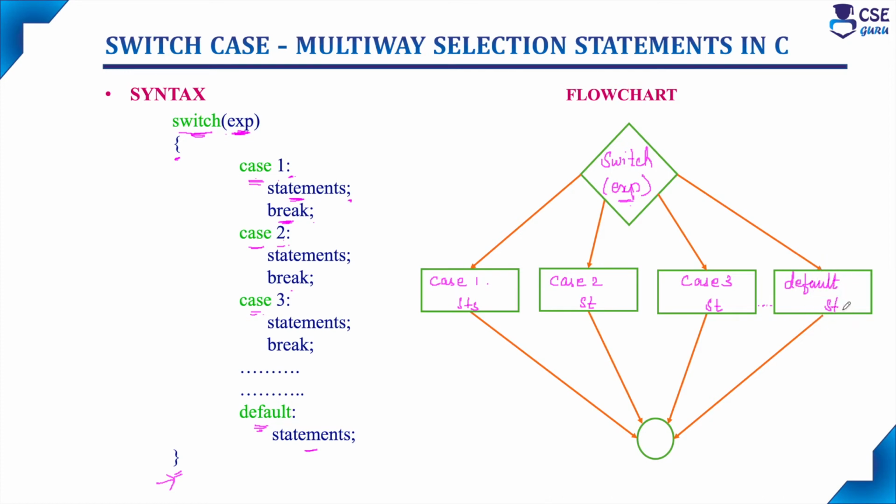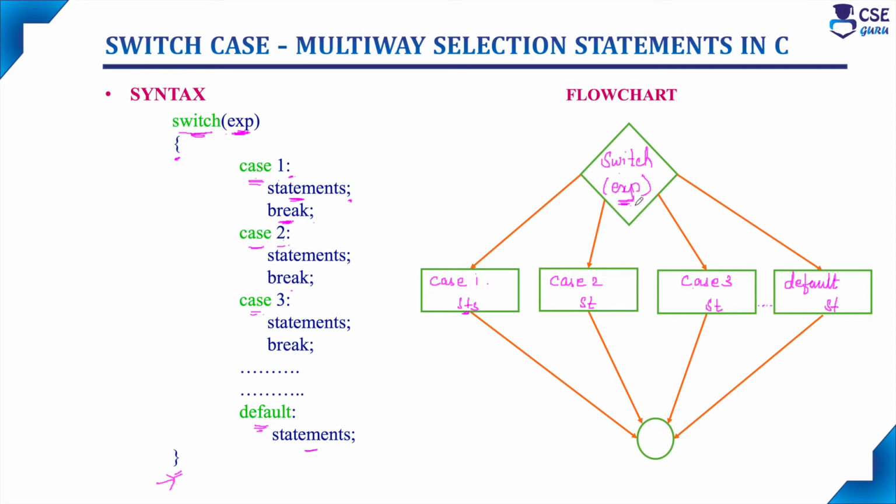And the statements present in default. So, if you are considering here, the switch statement will evaluate this expression, and based on the result of this expression, it will select any one of the alternatives, that is any one of the case statements, and execute the statements present in that case alternative. After execution, control will transfer out of the switch statement.